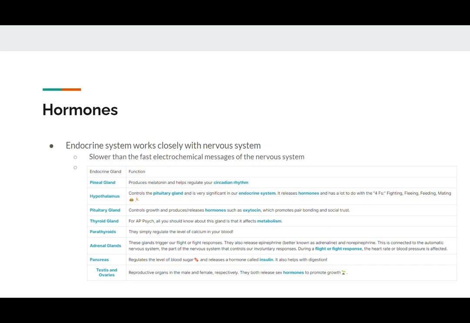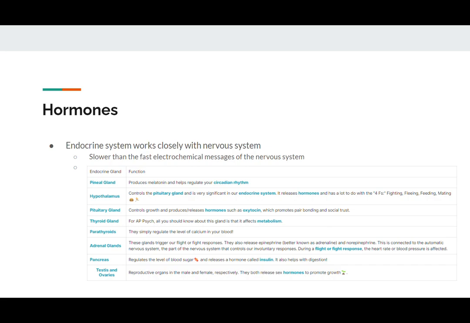And then we have the thyroid gland. For psych, all you need to know about this gland is that it affects metabolism. And then we have the parathyroids. They simply regulate the level of calcium in your blood. And we have the adrenal glands. These glands trigger our fight or flight responses, and that's really important when we talk about stress and how our body responds to external stimuli.